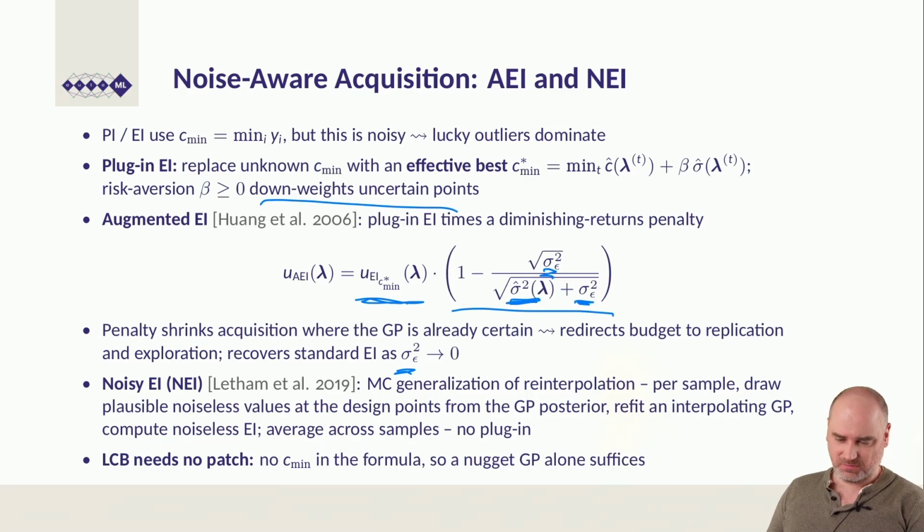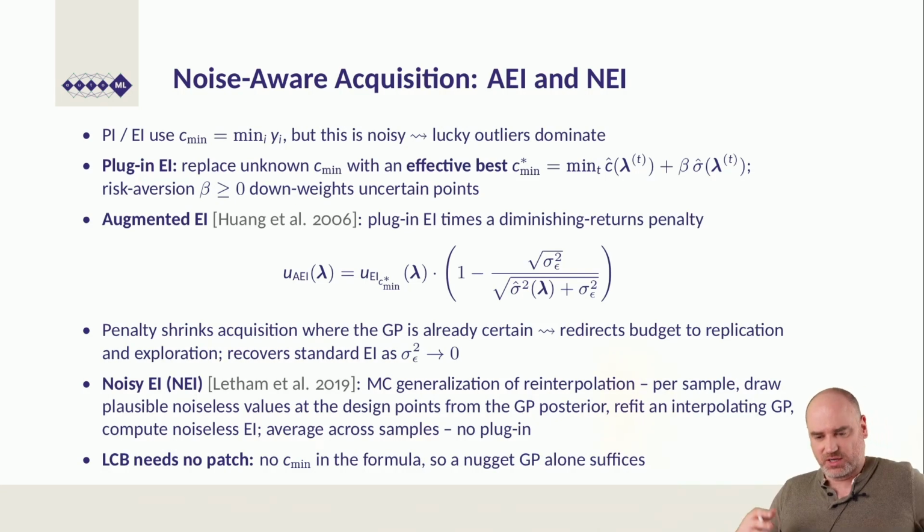There's a newer noisy EI version. This uses the Monte Carlo generalization of reinterpolation. Reinterpolation is a method I haven't covered here on the slides, but maybe my comment makes sense if we look at how this works. So what we would do is draw plausible noiseless values at the design points from our GP posterior. So just draw a surface from the GP at the design points, and then we would refit an interpolating GP to this.